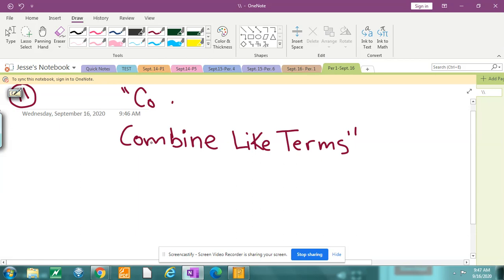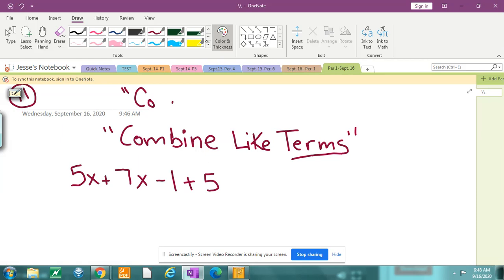All right, so remember, what are terms? We talked about this already. If we have 5x plus 7x minus 1 plus 5, this whole thing is called an expression. But we can't add all these together. We can only combine like terms.